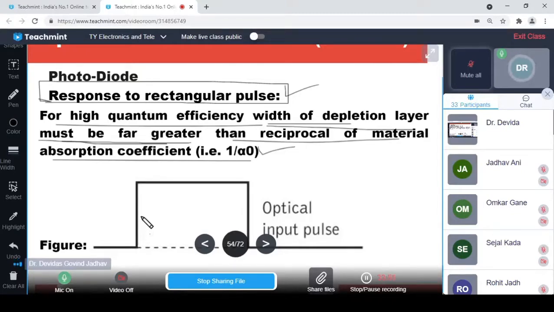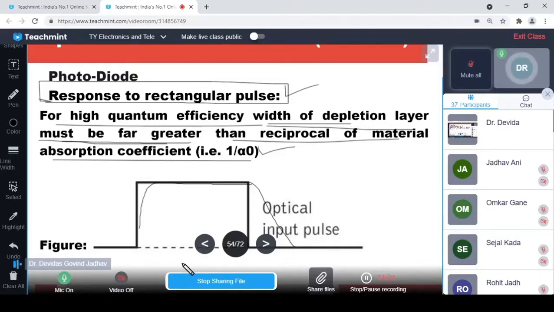So the response will be something like this. For all the 100 photons, the 85 electrons will not be generated immediately, they are delayed by some small distance, and then they are detected. And these rectangular pulses get modified, and the photons which come at the end of the pulse may be absorbed afterwards, and then they continue. So this rectangular pulse gets modified like this. Okay.